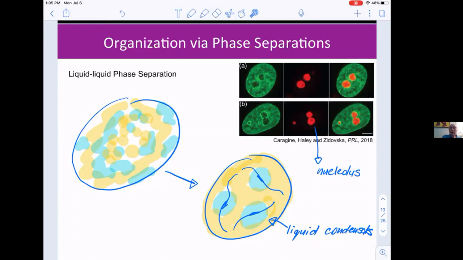This is a great topic of discussion in the field. What we see is that most of these liquid condensates that have been identified so far do actually have a biological function. For example, this red droplet that you see here in my images has a function: it makes ribosomes. It only does its work if it phase separates and makes the droplet.